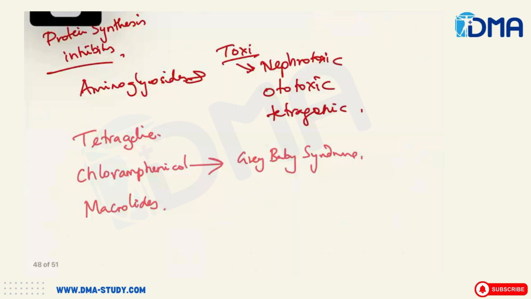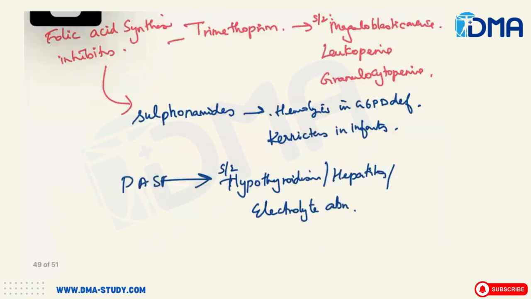Then the protein synthesis inhibitors, the main drug is the aminoglycosides. The aminoglycosides' problem is that they are highly nephrotoxic, ototoxic, and have a high teratogenic potential. Then the tetracyclines also come under protein synthesis inhibitors. Among the protein synthesis inhibitors, chloramphenicol is banned, it is no more used, because of the gray baby syndrome. The macrolides, like azithromycin, also come under protein synthesis inhibitors.